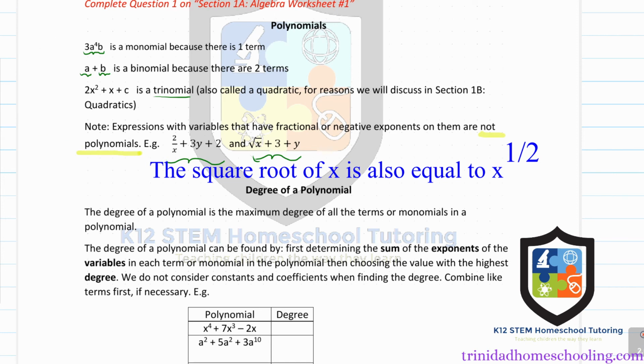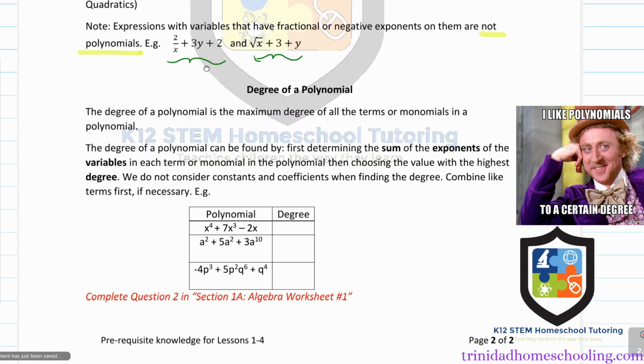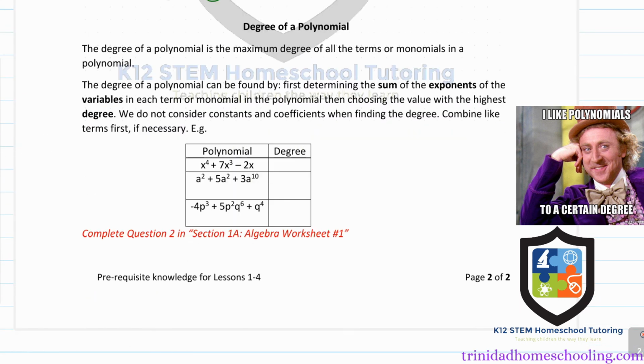Now let's talk about the degree of a polynomial. The degree of a polynomial is the maximum degree of all the terms or monomials in a polynomial. Sounds confusing, right? But with some examples, you will see how easy it is to find the degree of the polynomial. The degree of a polynomial can be found by first determining the sum of the exponents of the variables in each term or monomial in the polynomial. Then, we would choose the value with the highest degree.